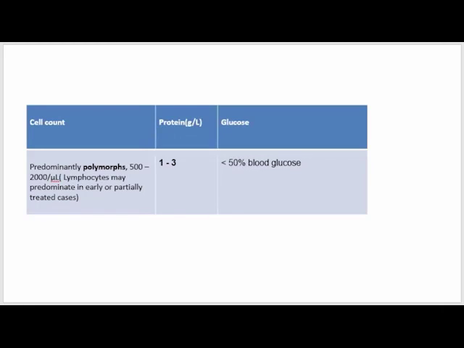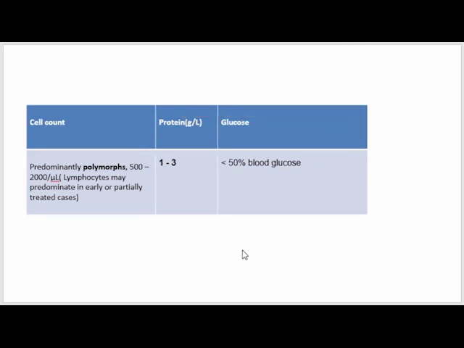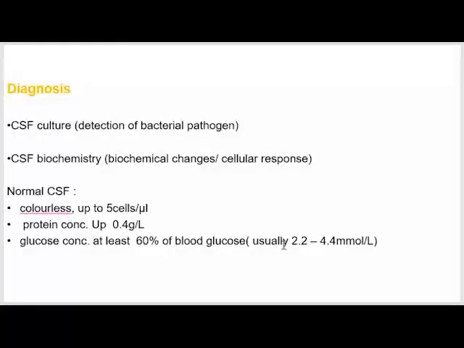So that right now summarizes for bacteria. I just picked now from that table to give you for bacteria. So the cell count is 500 to 2,000, and usually lymphocytes are predominant cells. Proteins between 1 to 3 grams. Glucose is less than 50% of that of the blood glucose, or just say below 2.2. The one I gave you here. Okay.